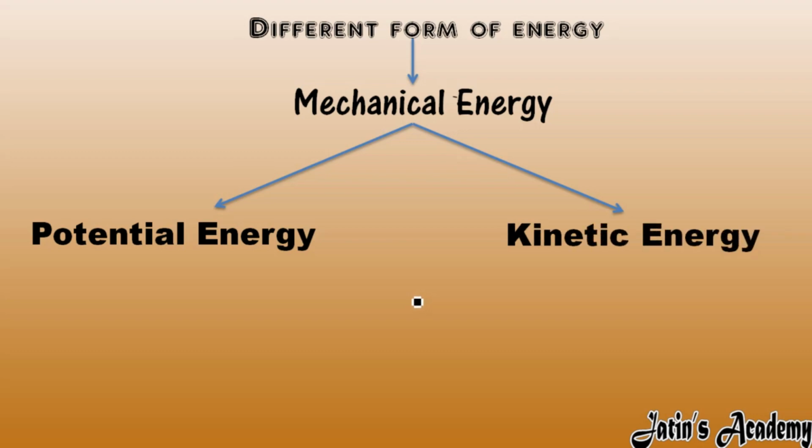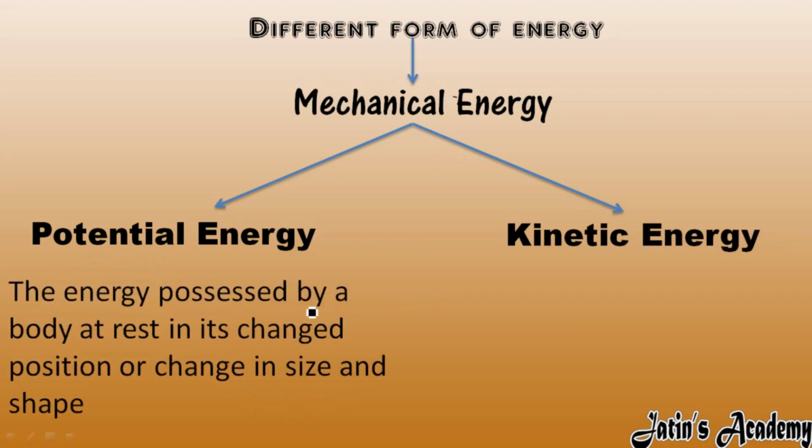What is the meaning of potential energy? Potential energy is the energy possessed by a body at rest due to its change in position or change in size and shape. What does it mean? Carefully see. For example, when a ball is at some height from the ground, energy is stored in the body, that is called potential energy. And we have one rubber band. When we stretch the rubber band, it gets deformed and energy is stored in the rubber band to come back to its original position. That is again called potential energy. So it is energy possessed by a body which is at rest, and it is due to its change in position or change in size and shape.